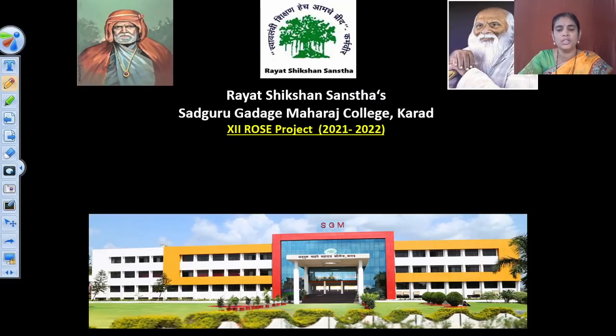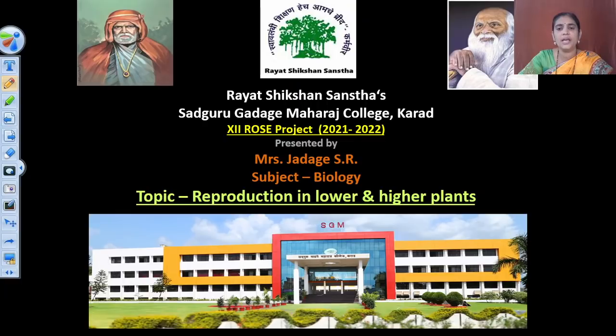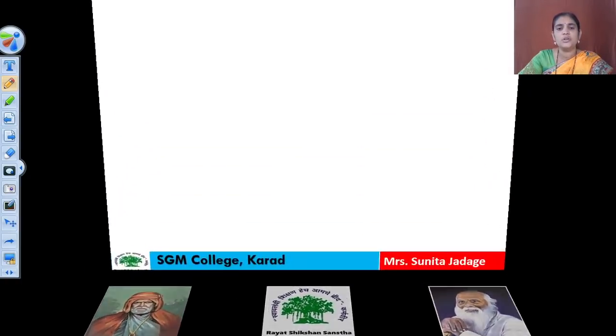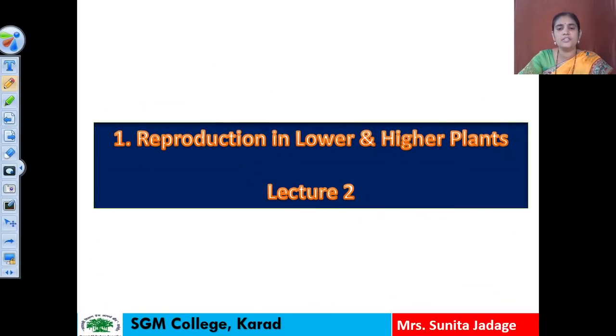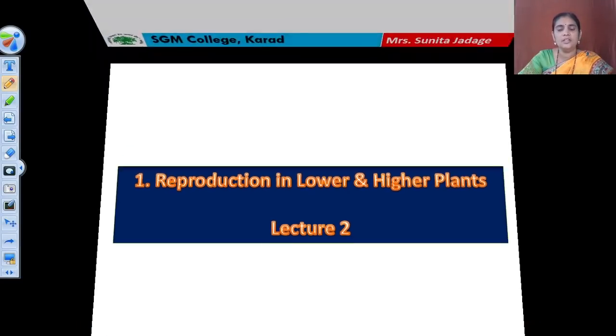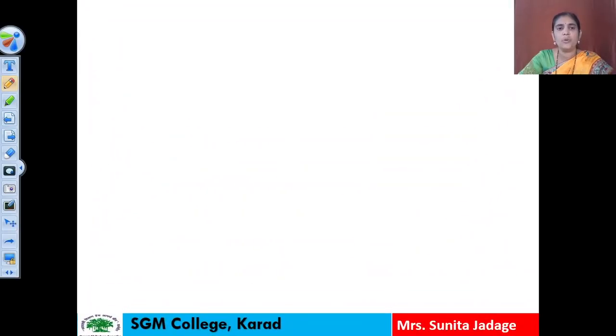That is the ROSE project, and I am conducting the second lecture from the topic, reproduction in lower and higher plants. In the first lecture we completed the asexual methods of reproduction in angiospermic plants. In this second lecture, we are going to study the male reproductive whorl, which is present in the flower and takes part in sexual reproduction. So let us start the second lecture with the point, the TS of anther.